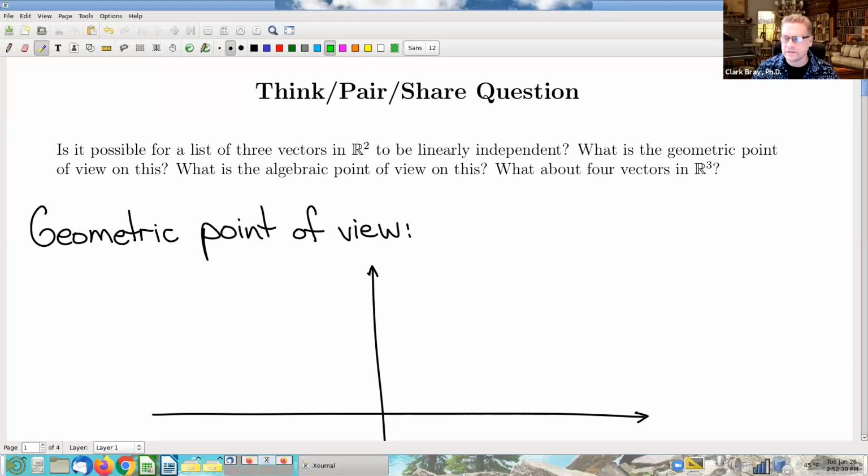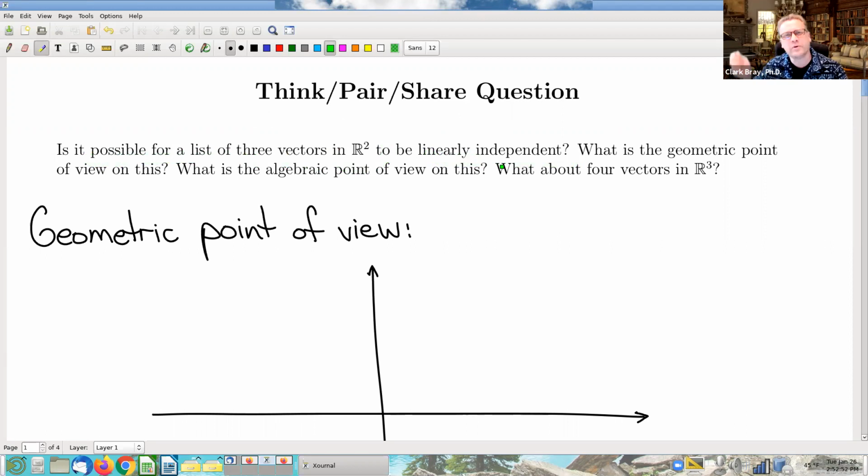So the question, and again, when opportunity permits, I like to do this in the think, pair, share format. Can't do that this term. So if you have three vectors in R2, is it possible for that list to be linearly independent? That's the question that we want to entertain.